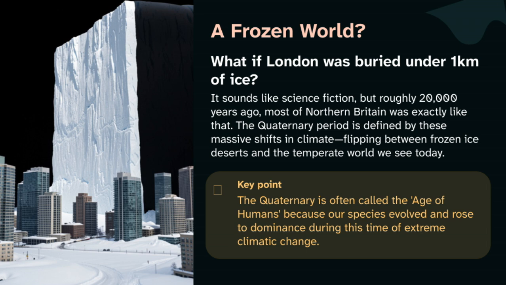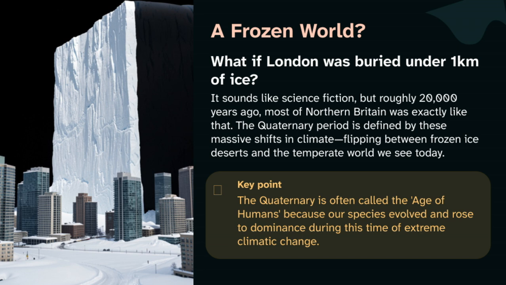The slide also tells us that the Quaternary is sometimes called the Age of Humans. This is because our species evolved and became dominant during this period of extreme climate change. That means the Quaternary is important for both physical geography and human history. It shaped landscapes, ecosystems, sea levels, and the conditions in which humans lived.